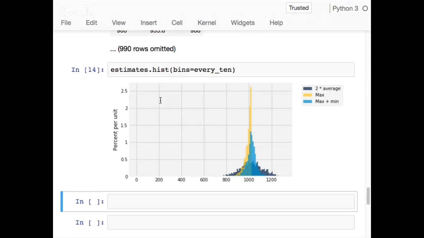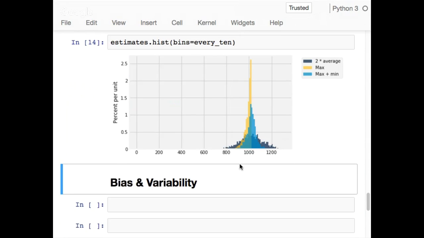Let's try to histogram those and see what we get. Okay, so indeed, we see the max. So here's my yellow as a max. 2 times the average is this dark blue. And max plus min is this light blue guy right here. And in fact, it is centered at 1020. And in fact, it is narrower than 2 times the average. So it looks like it is a better estimator than these two.